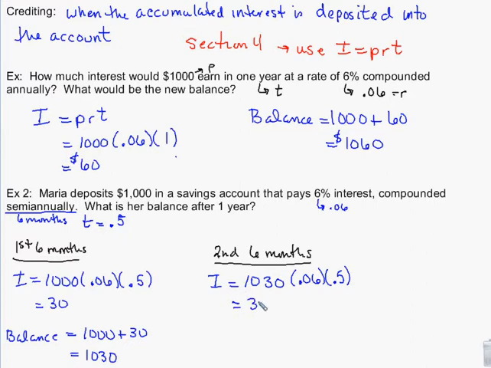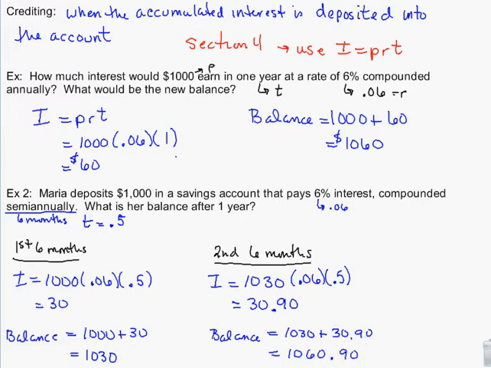When I calculate that, it's now 30.90 instead of 30. So her balance at the end of the year is 1060.90.